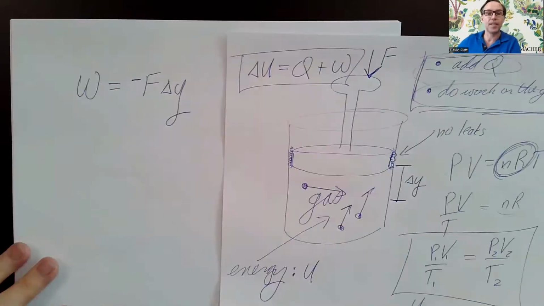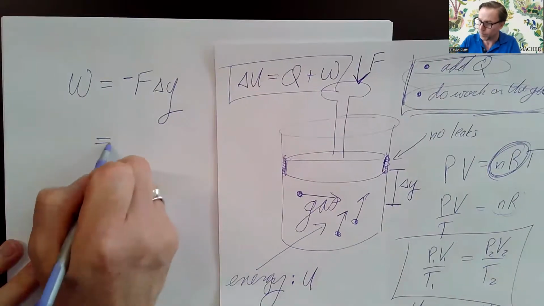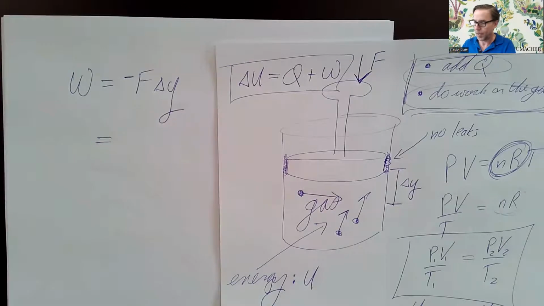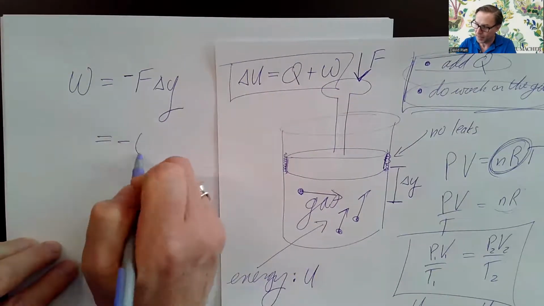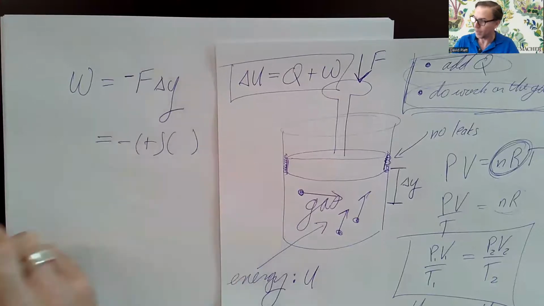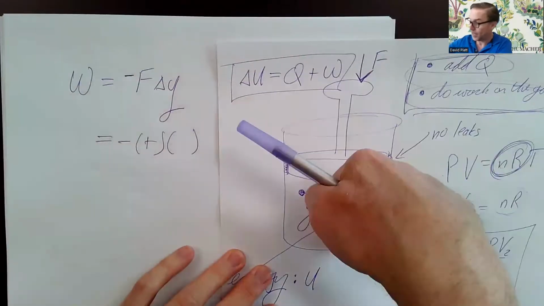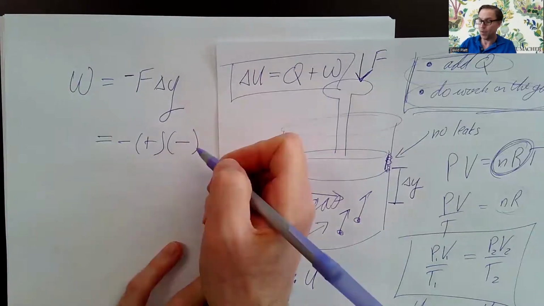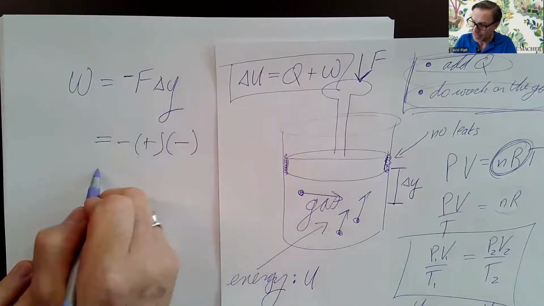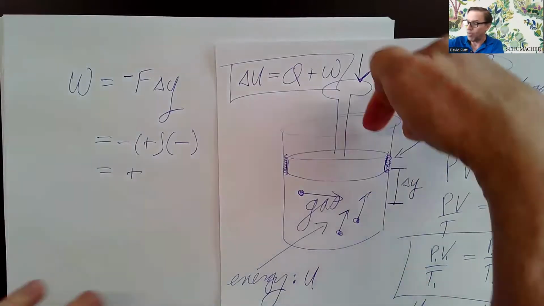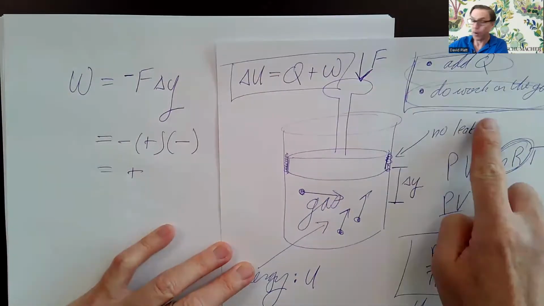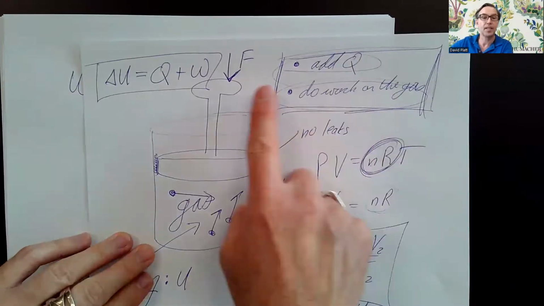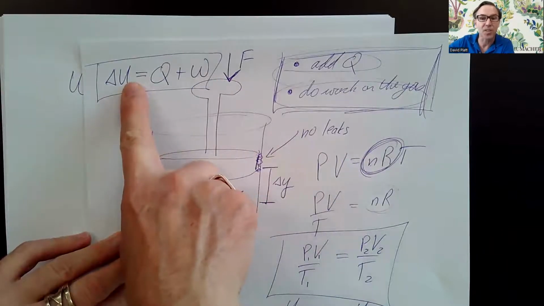So let's put this together. Work is the work done on the gas. If I've got a negative sign and a positive force and going down, delta Y is negative. What's negative times positive times negative? It's positive. So this represents positive work, and that would be doing positive work on the gas. W is positive. That increases the total energy.